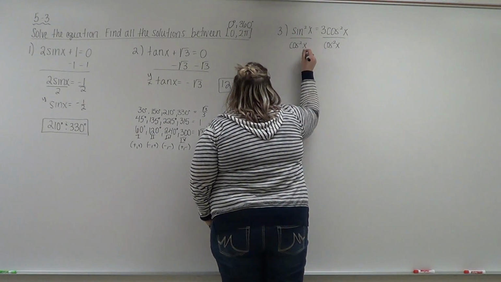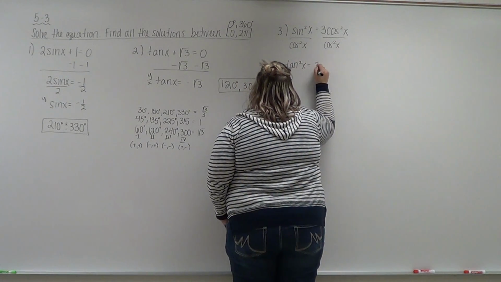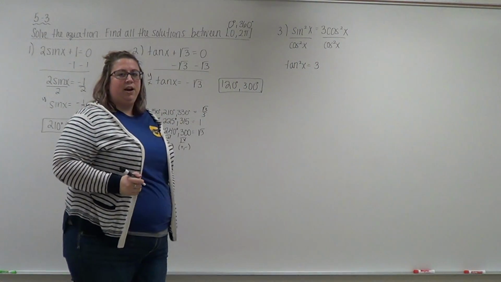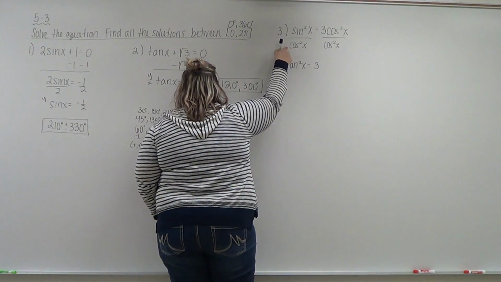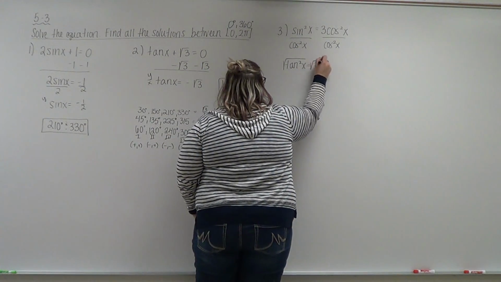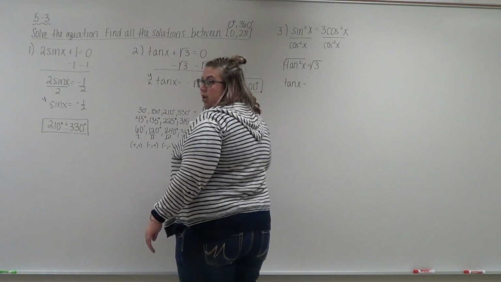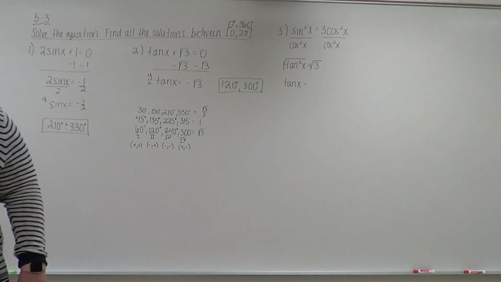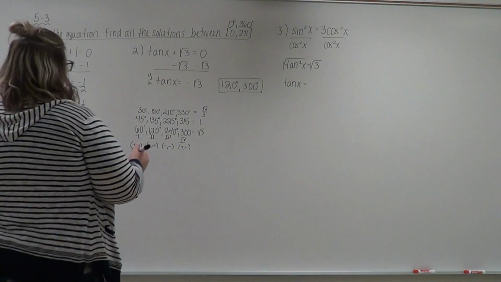So then you get tangent squared equals 3. How do you get rid of a squared? Square root it. How did I know sine over cosine was tangent? Because of the quotient identities. And anytime you take a square root and you solve an equation, you have plus or minus in front of your answer. So tangent would be plus or minus square root of 3.